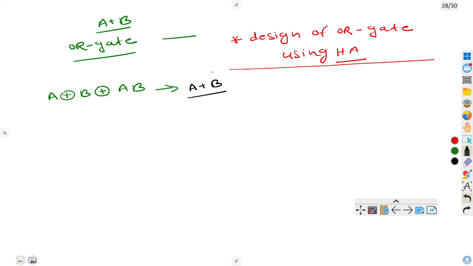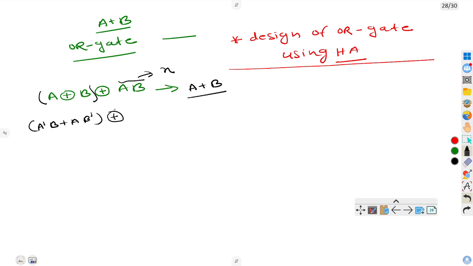How can we break it? Okay, see here. A XOR B. Just assume this is X. Firstly I will break A XOR B. How much will it get? That is A bar B plus A into B bar. Okay, so this is the expression of XOR.